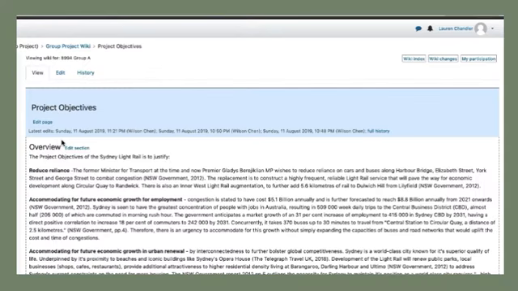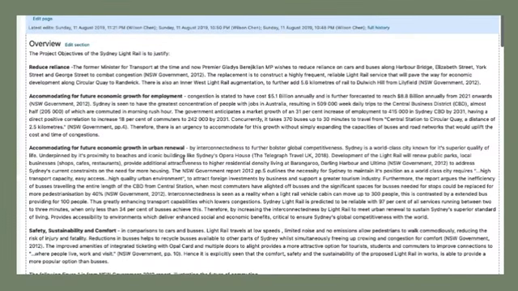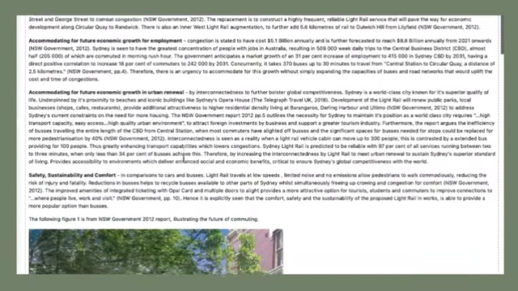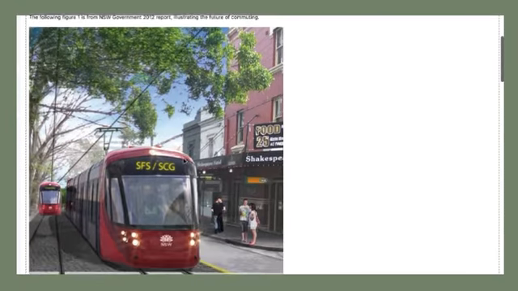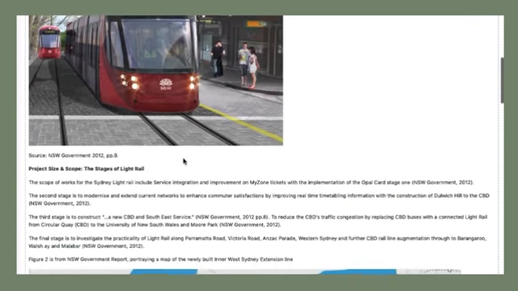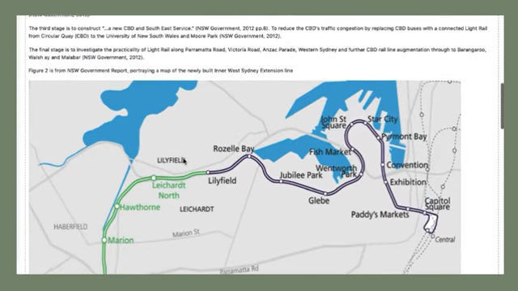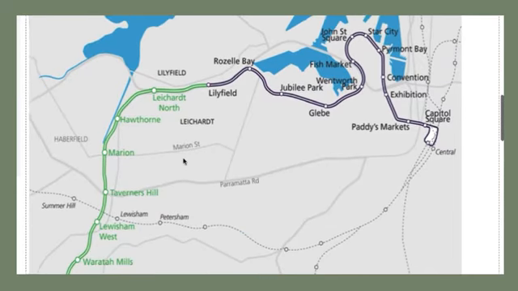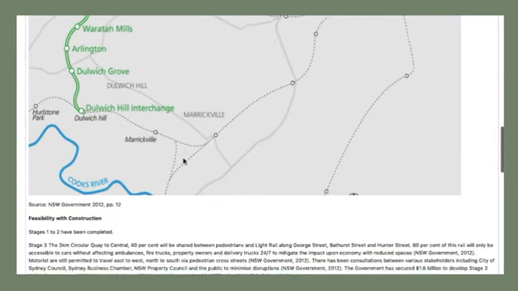Firstly, project objectives. On the screen, I have displayed an example of my group's work from last year. This page answers the question, what was the purpose of conducting the project? Our group determined for the Sydney Light Rail project, the key purpose was to reduce reliance and accommodate for future economic growth for employment, and so on. I would also recommend including as many figures and images and tables as possible to help with your work.